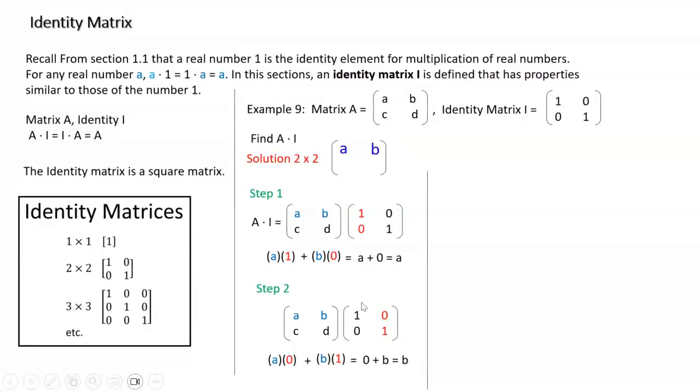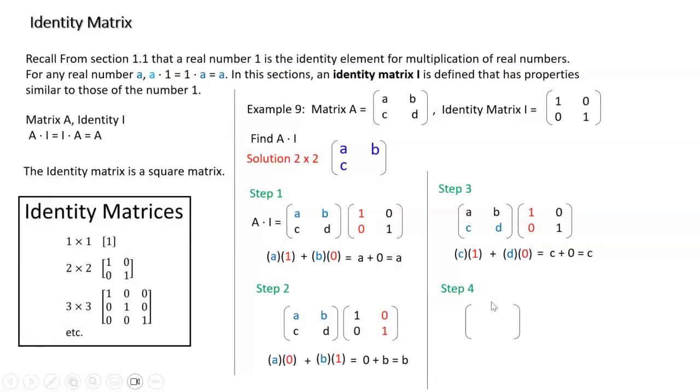Now comes step 3. If you notice, we're done with multiplying the first row times every column. So now we're going to switch to the second row. That's why it's in blue. Times the first column, so it'll be c times 1 plus d times 0, which will give us c plus 0. The answer is c. So c goes on the second row, first column. And finally, step 4, we do the second row times the second column. It's going to give us 0 plus d. The answer will be d.